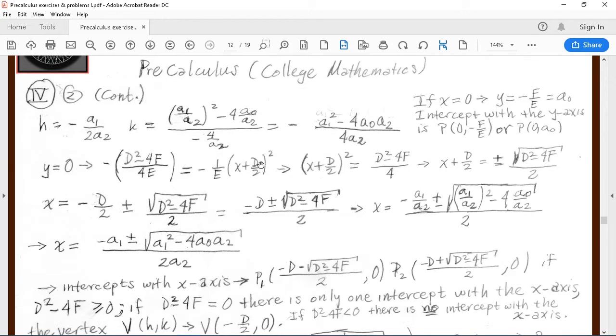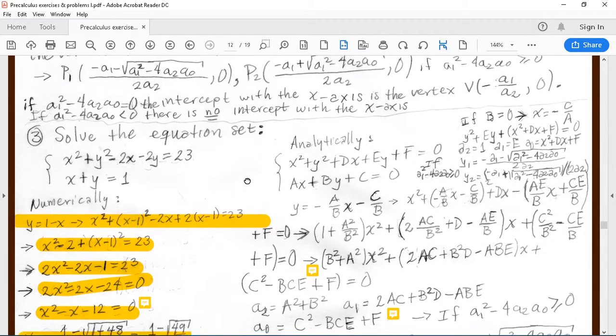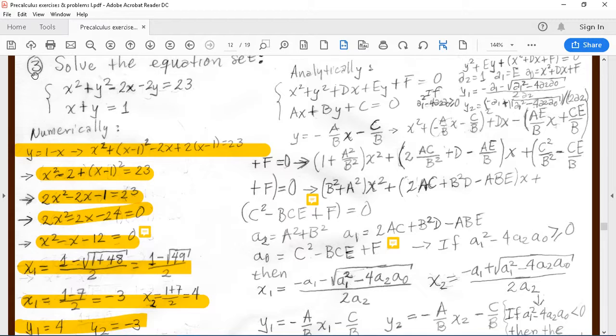So let's go on to the next equation set. We are to solve x squared plus y squared minus 2x minus 2 equals 23 and x plus y equals 1. So we have that y equals 1 minus x. So we substitute 1 minus x in this first equation.